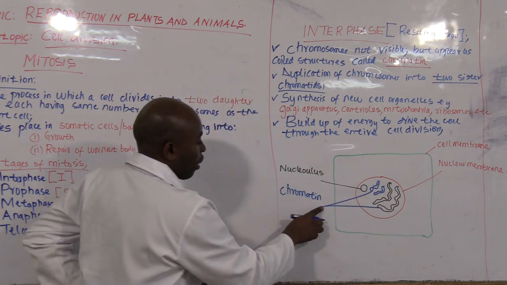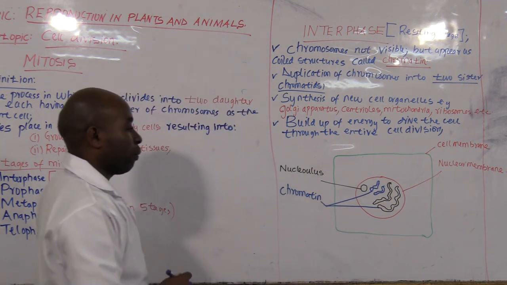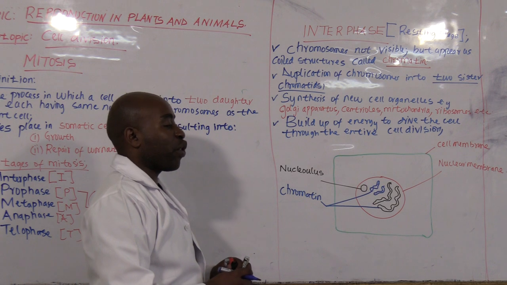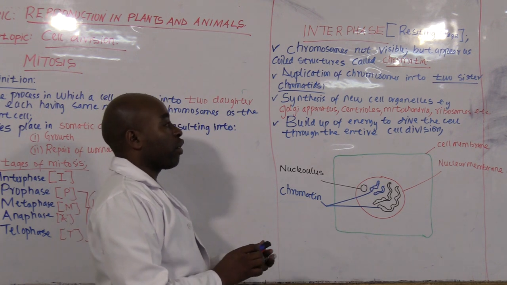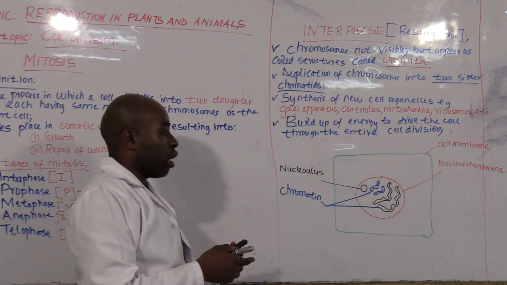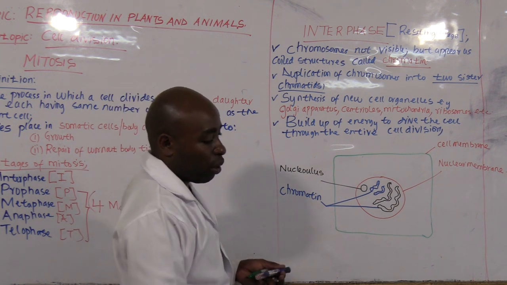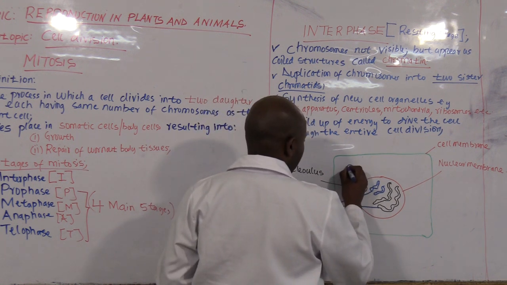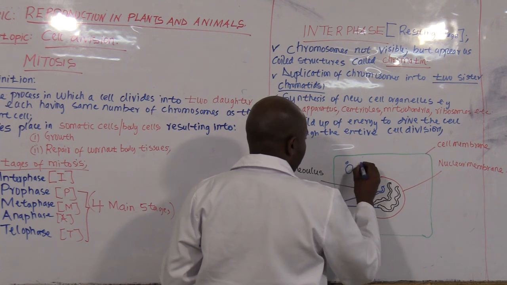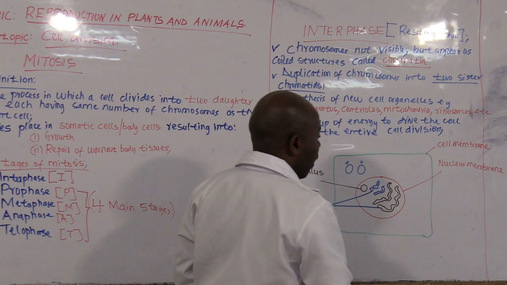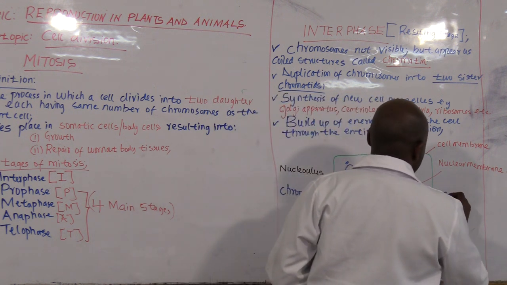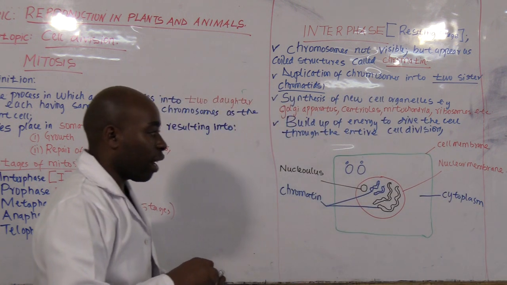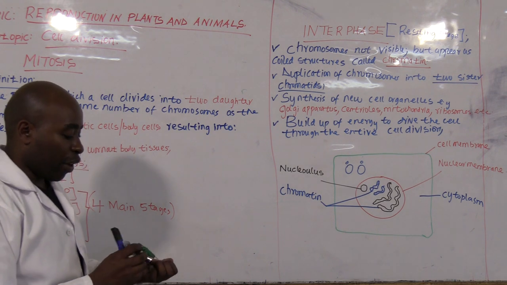So that is now the chromatin structure. They appear as thread-like structures which are coiled, and therefore the chromosomes are not much visible during this stage. You also mentioned the synthesis of new cell organelles. One of the new cell organelles that will be much visible is the centriole. The centrioles will form at this juncture here. And of course, after the nuclear membrane, we do have the cytoplasm. So that is how the cell appears during interphase.